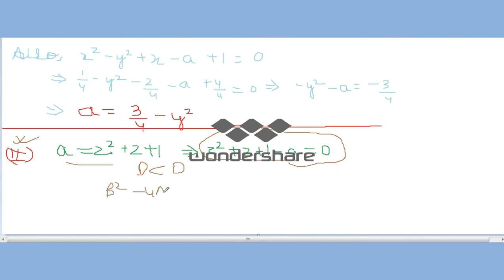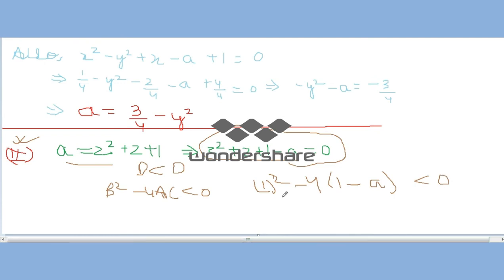I'm writing capital A because small a is given over here. Okay, it should be negative. Then what we got, b is 1 here. Compare it with ax square plus bx plus c: b square minus 4ac, where capital A is 1, and c is 1 minus a. It must be simply negative, nothing more.